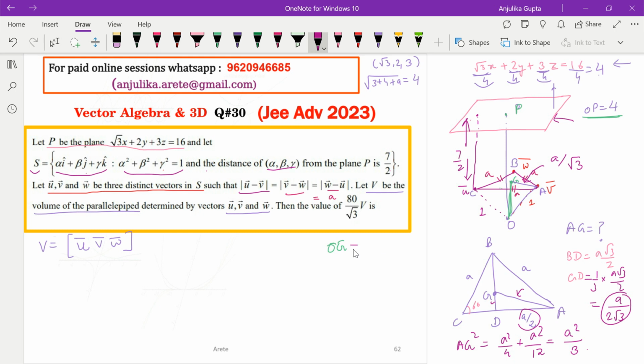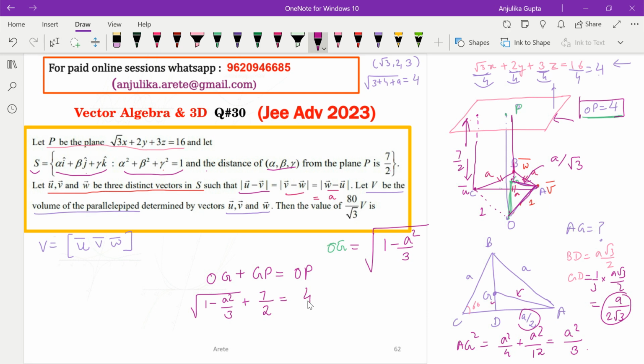Now, can you get your OG? Under root, OG is under root of 1 square minus AG square. So 1 minus how much is AG square? A square by 3. Now, let's do the magic thing, the distance thing. OG plus GP equals OP. This whole thing is the complete distance, that's 4. So let's write the values which we got. 1 minus A square by 3 plus GP, which is the distance of the triangle plane from the given plane, 7 by 2 they have given, and this is 4. Now solve it for A.